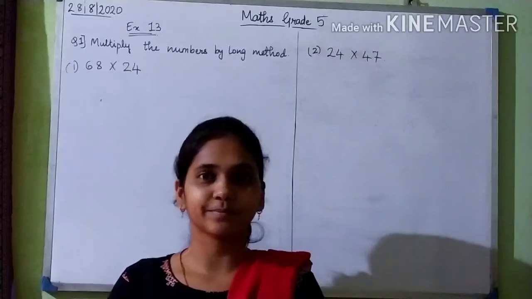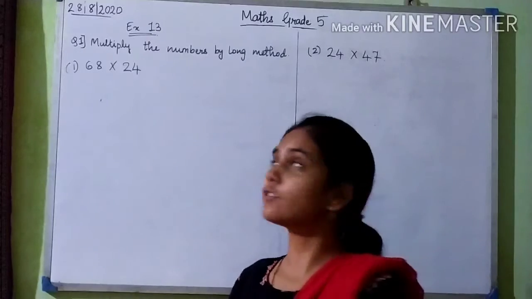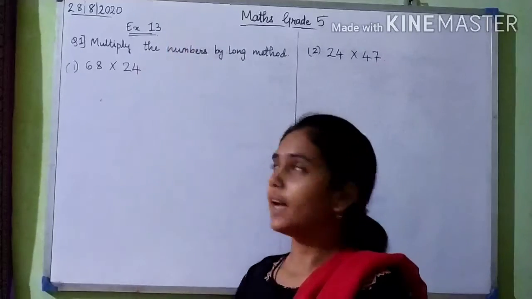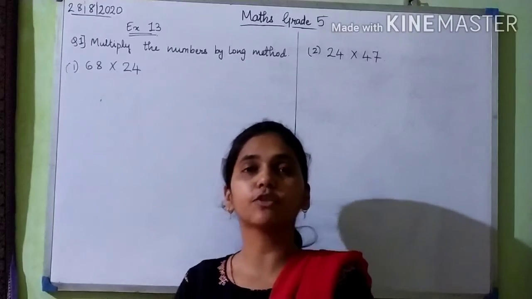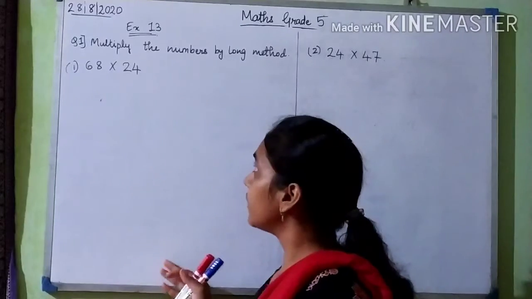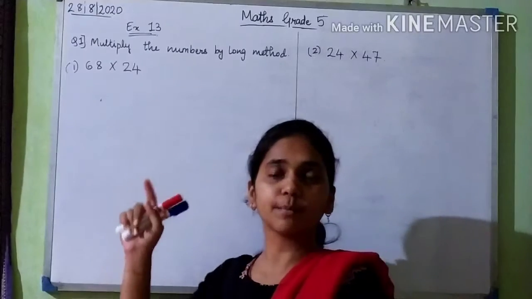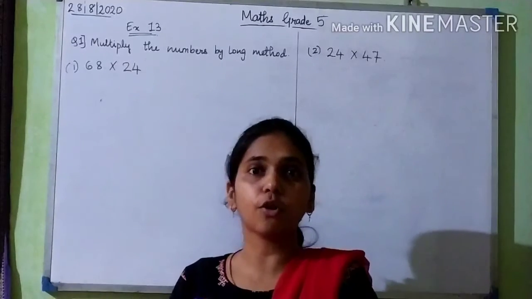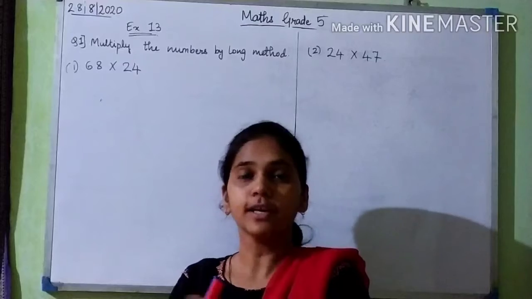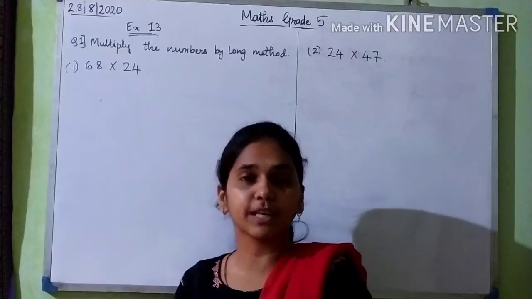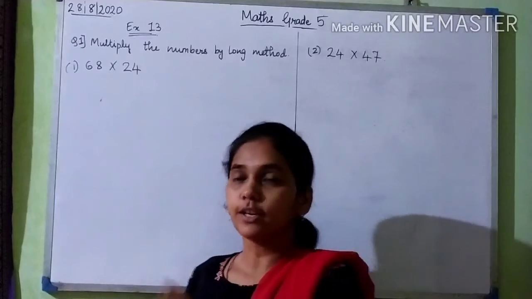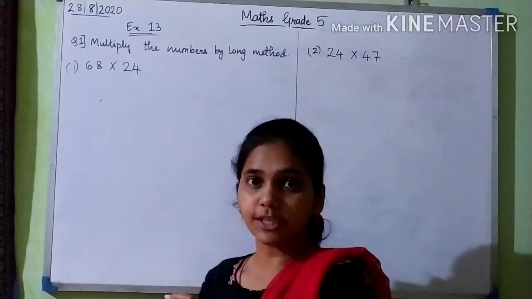Everyone okay? Okay, so in today's class we are going to see exercise number 13 and it is based on multiplication of numbers. In exercise number 13 we will see multiplication of two numbers by one method, and in the next exercise, which is exercise 14, we will see multiplication by the other method. So we will see only exercise number 13 today.